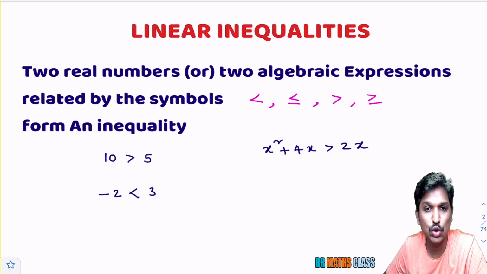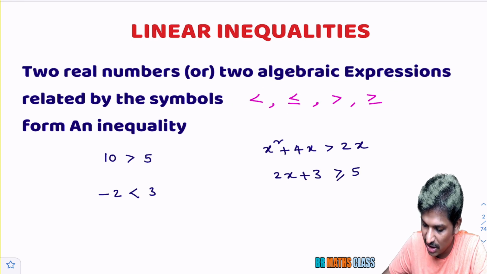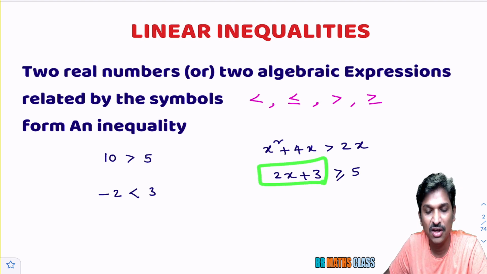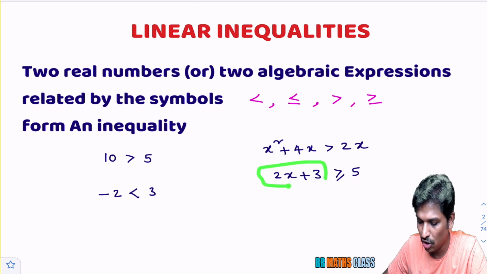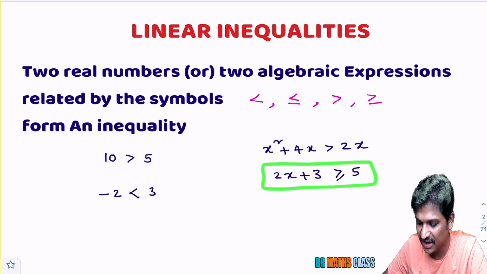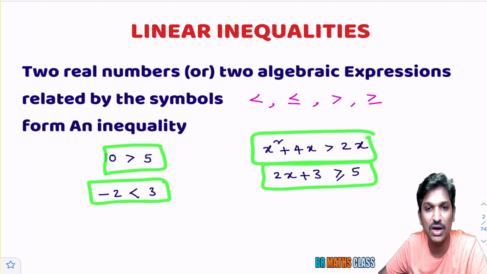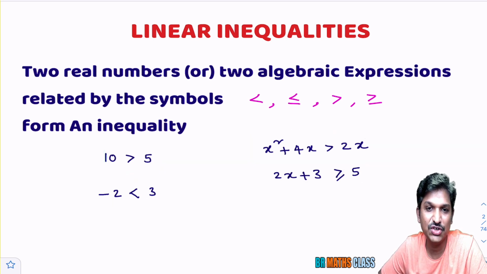Now I'll take another two algebraic expressions: 2x plus 3 is greater than or equal to 5. You can observe here this is one algebraic expression, and 5 is a constant expression, right? This is also an algebraic expression only. So here 2x plus 3 greater than or equal to 5. Two algebraic expressions are there, related by an inequality symbol. So this is one inequality. These are all inequalities. I hope you learned the definition of inequality.